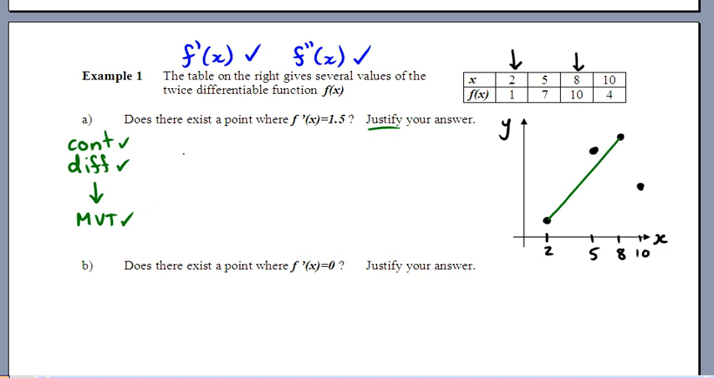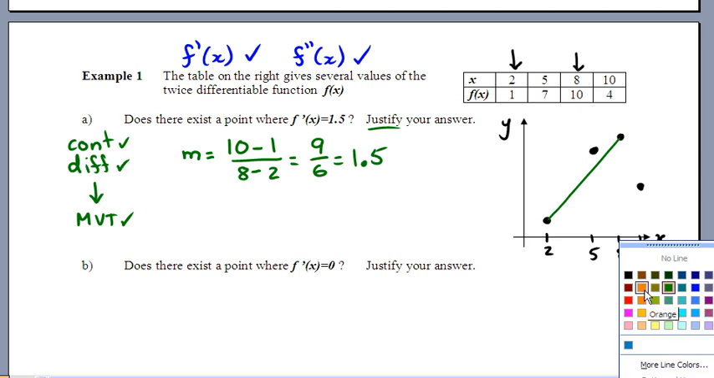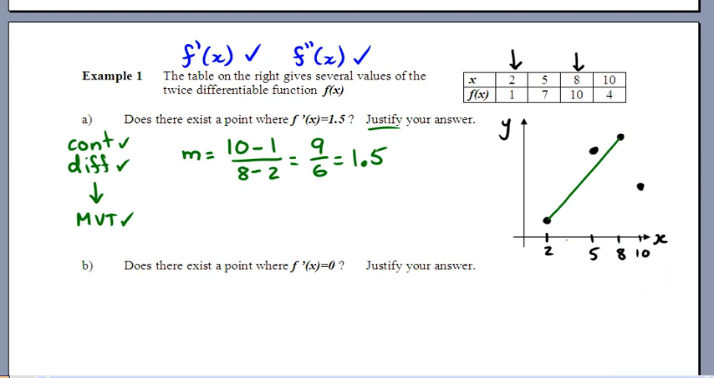Now, check out the slope between those 2 points, that average rate of change. If I go y2 minus y1, all on top of x2 minus x1, I end up with 9 over 6. I end up with that 1.5. So I searched around in the table until I could find that. And the mean value theorem tells me that somewhere, I'm not sure where, but somewhere between 2 and 8, this is going to happen.